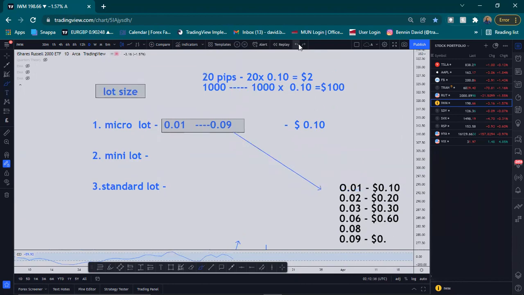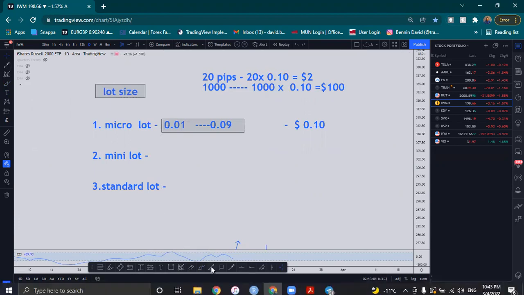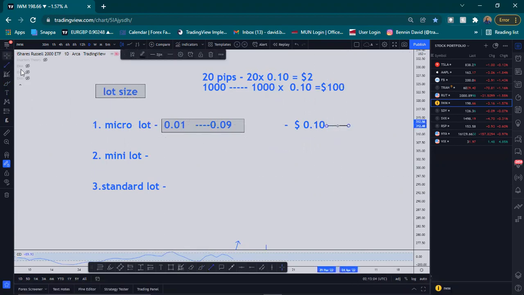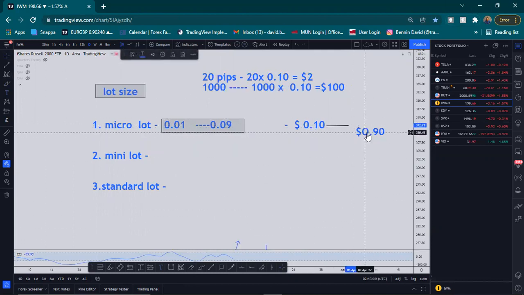So this is for the micro lot size. As I said, it's a range from 0.01 to 0.09. So 0.01 will give you 10 cents or $0.1, and 0.09 would give you 90 cents or $0.90. So that is for micro lots.